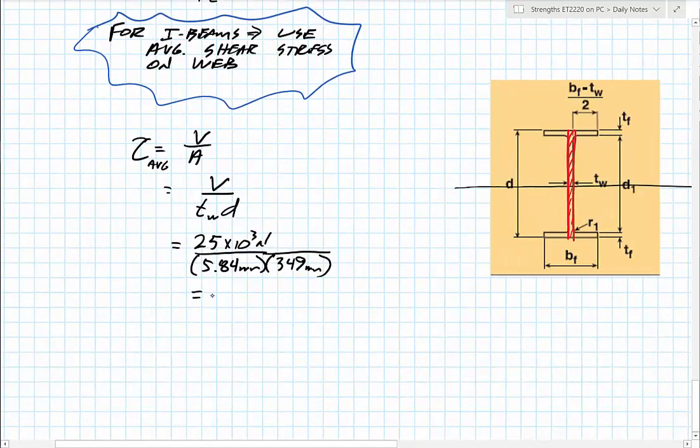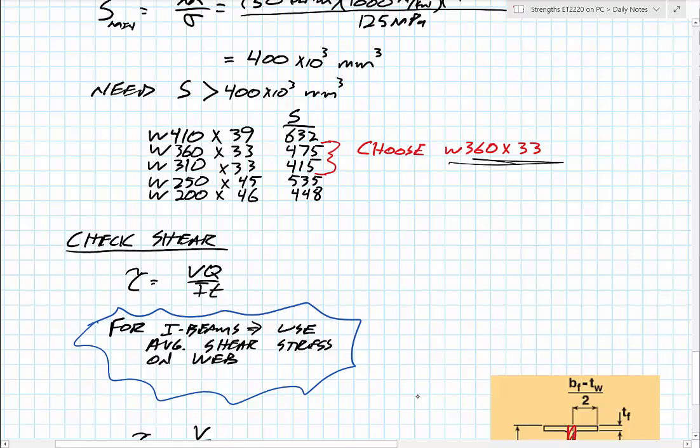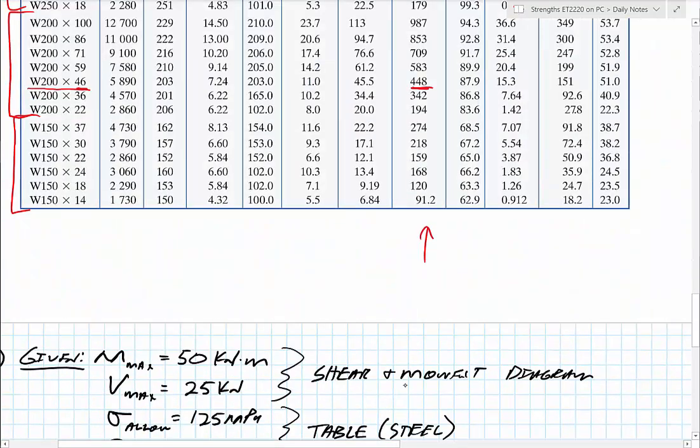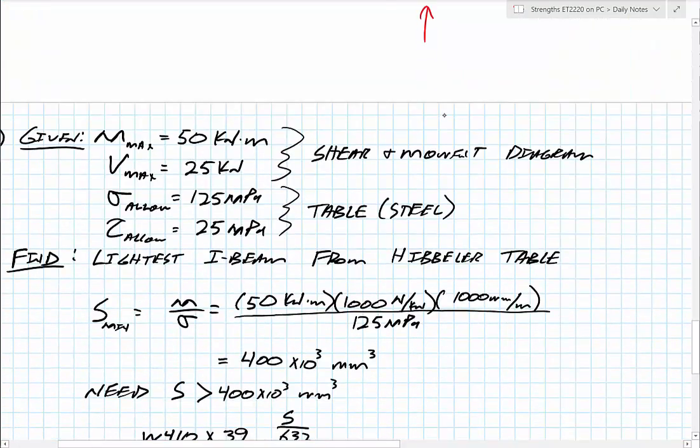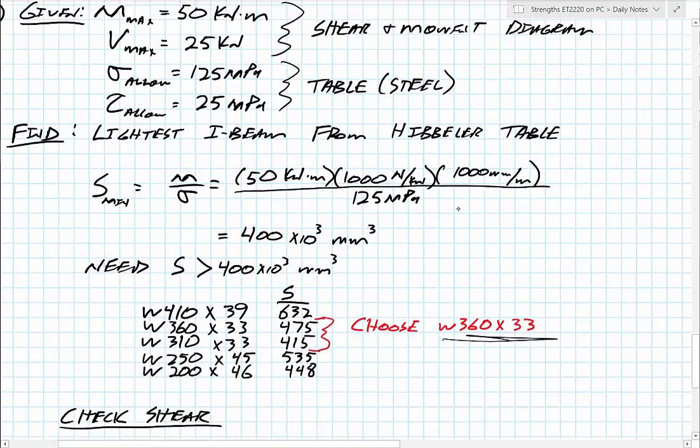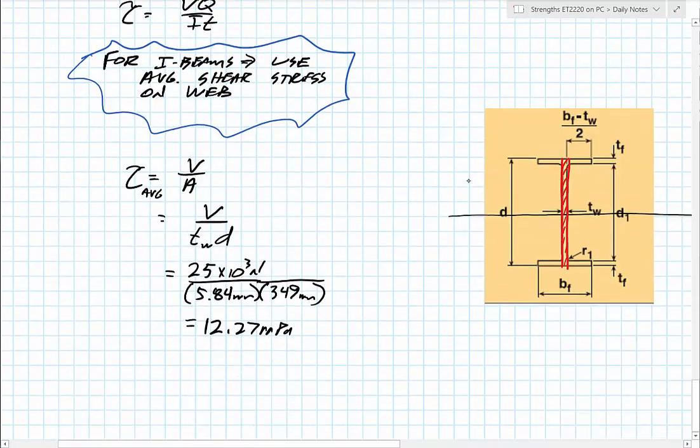And I calculate all that to be 12.27 megapascals. And I said that I have an allowable shear in the very beginning of the problem of 25. And because this is much less than 25 megapascals, then I am okay.